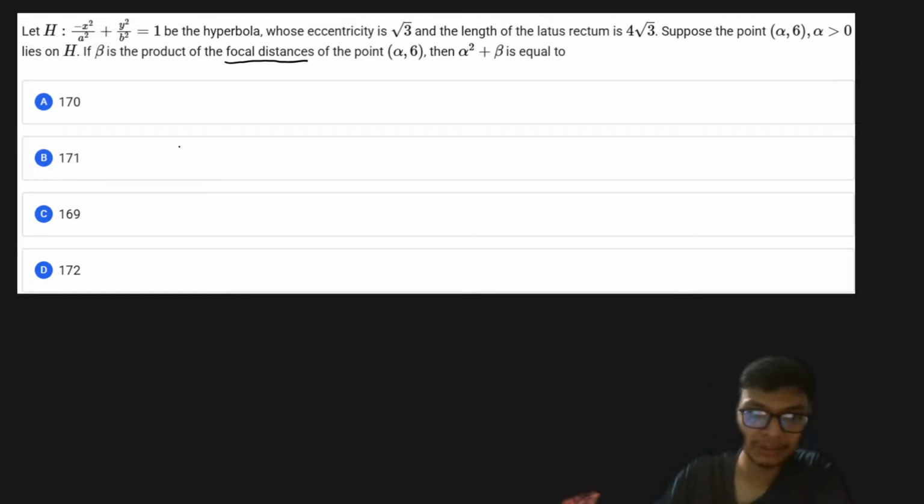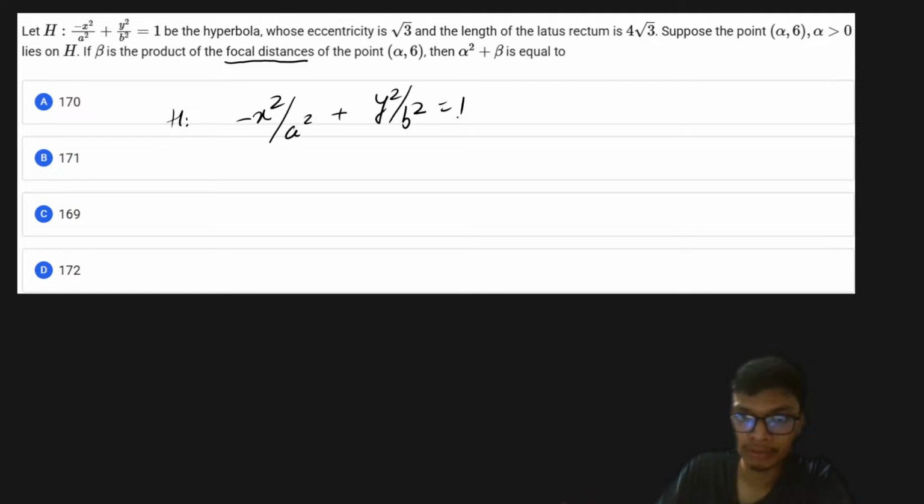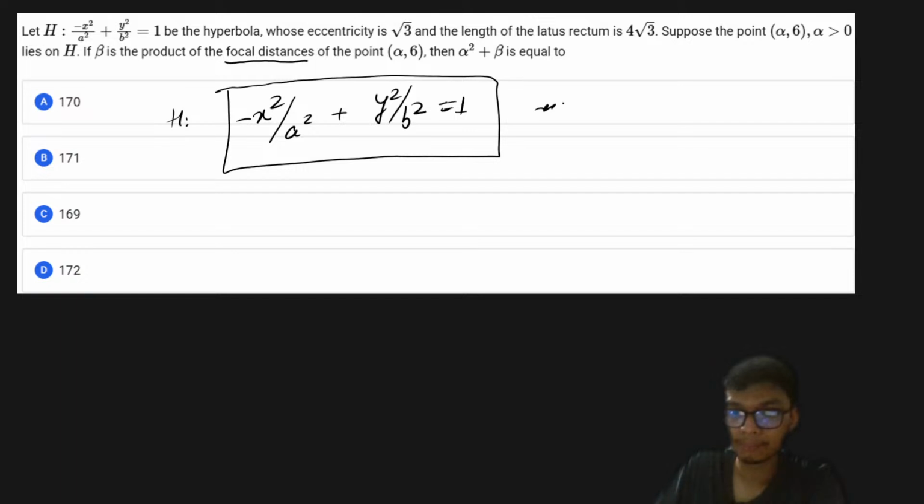Now see, over here the hyperbola equation is given as minus x square by a square plus y square by b square is equal to what? Sorry for that. So minus x square by a square plus y square by b square is the case of a hyperbola where our major axis is the y-axis. Right?